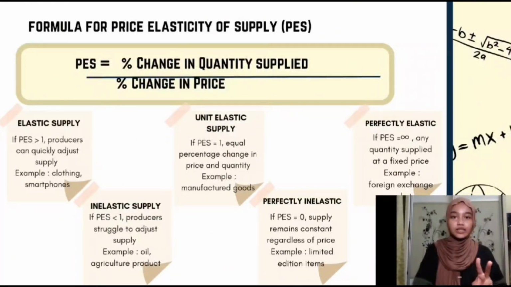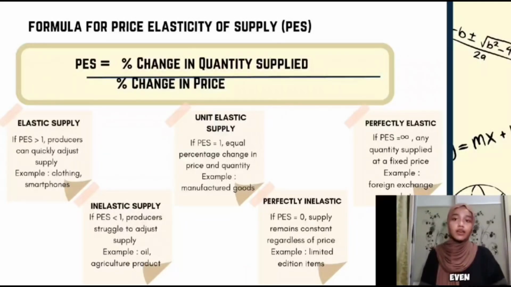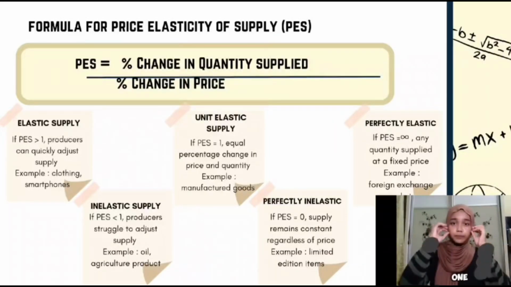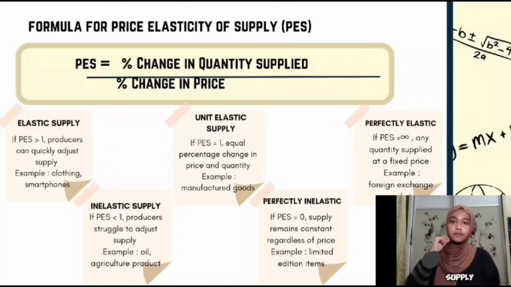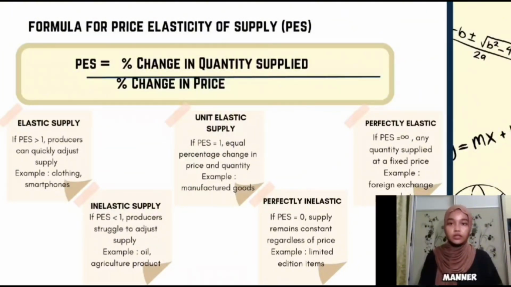The second one is when PES is less than 1, supply is inelastic. This means producers struggle to adjust supply even when price changes. For example, oil and agricultural products are inelastic because production is limited by factors like growing seasons and extraction capacity. Next, when PES is exactly 1, supply changes by the same percentage as price. An example of this is manufactured goods that can be produced in a proportional manner to price changes.